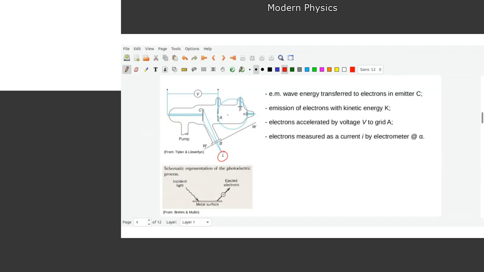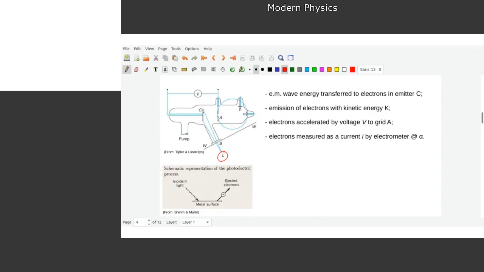So what do we have here? What is classical, what is understood at this time, is that you have an electromagnetic wave, the light, which transports energy. This energy is transferred to the electrons in the emitter. I don't call them cathode and anode here, because actually it will be the emitter, and this will be the collector. So we have emission of electrons.